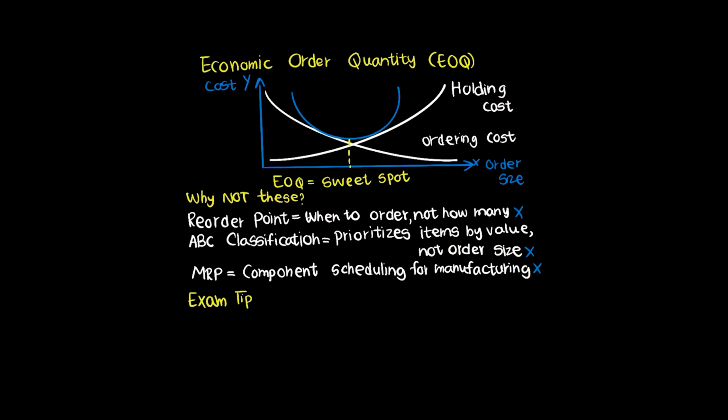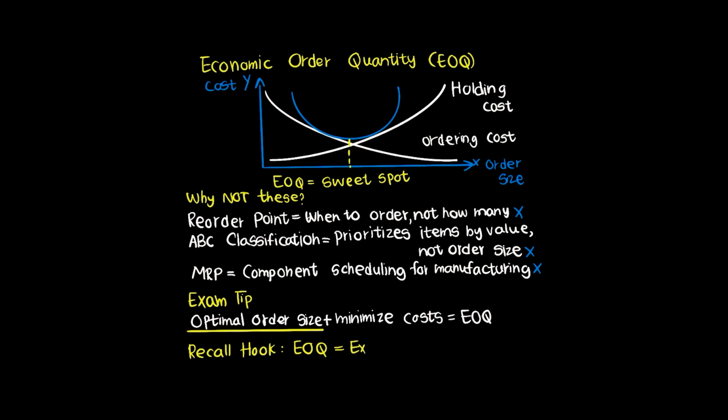Here's a WGU C215 OA exam tip for you. When the question says optimal order size, minimize ordering plus holding costs, or how many to order, that is EOQ. Quick recall hook: EOQ equals exactly the optimal quantity.